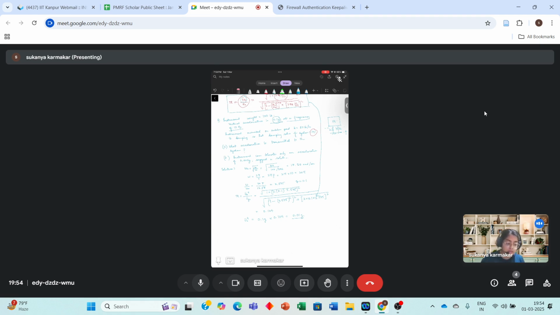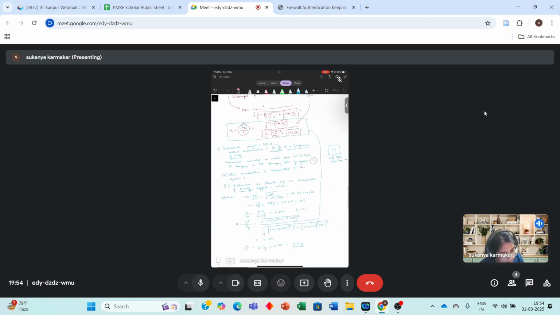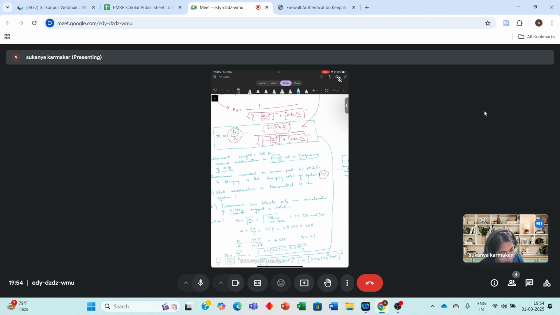But let's say my instrument can handle only this much acceleration. It cannot take 0.01 g. So what will I do? I have to somehow change this transmissibility ratio. In this ratio, what can I change? Either I can change the stiffness, the damping, or I can change this omega by omega n. What are the factors in this equation? In this equation, the factor appearing is omega. You can change it for a system.